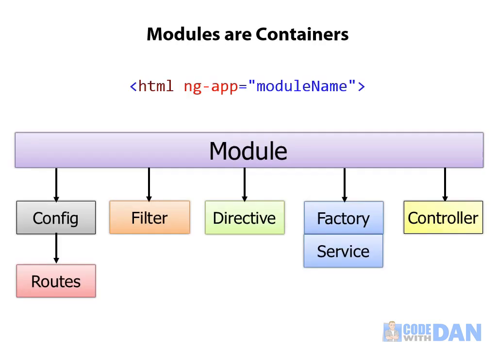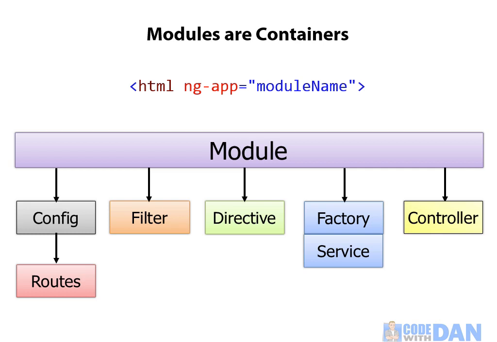So here's what it looks like as far as a module goes and the container concept. So you can see that a module can hold routes and filters and directives and a lot of different things, including controllers over here to the right. And what we're going to learn about is how do we define an actual module.